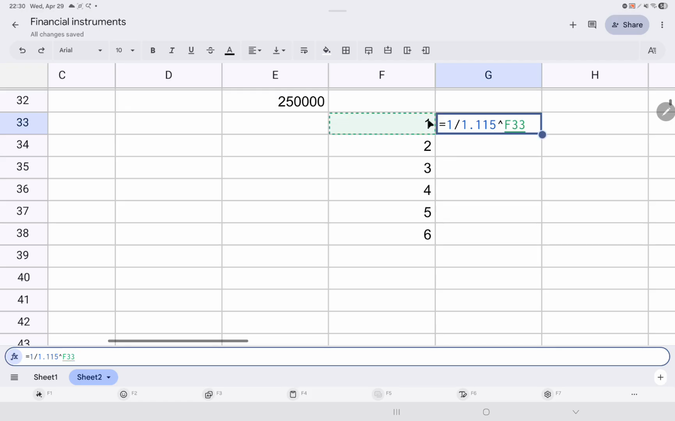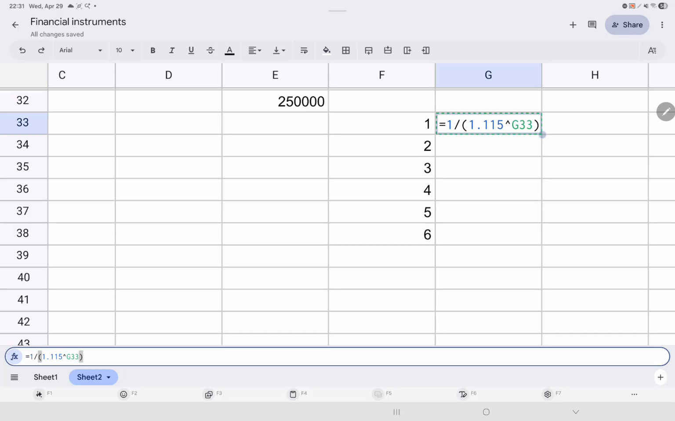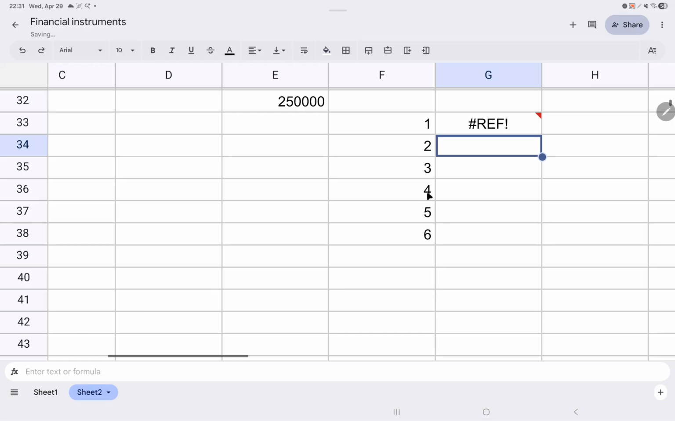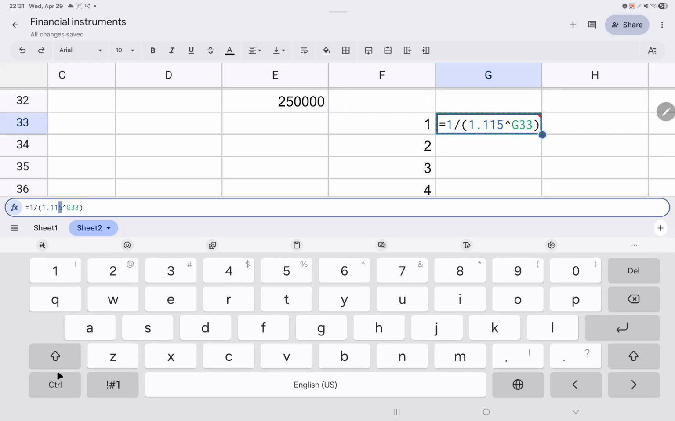But first, before I say the power, let me put this in brackets, because that is very important. It may distort our formula. Now I'm getting a reference error, but I know this will be solved.